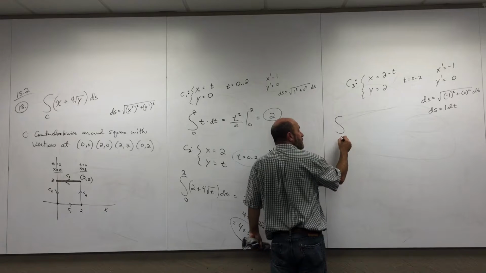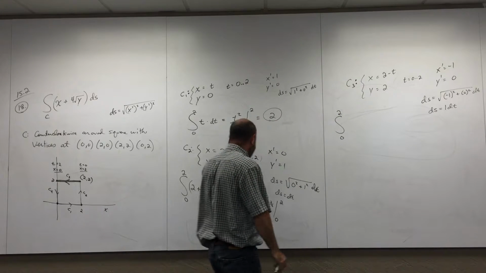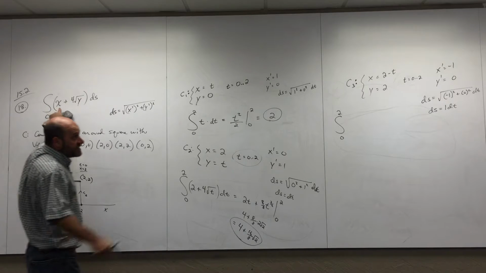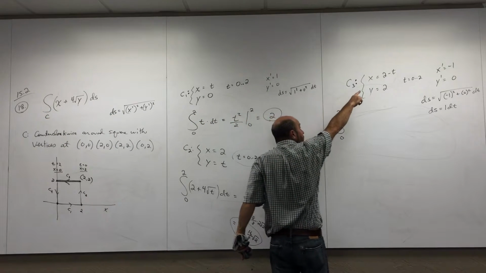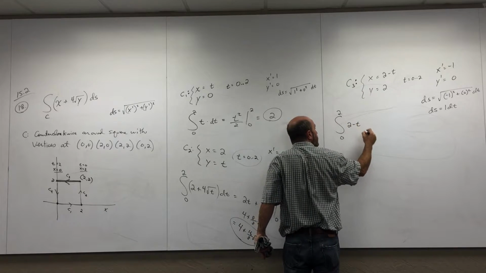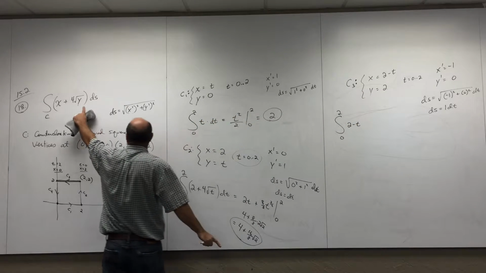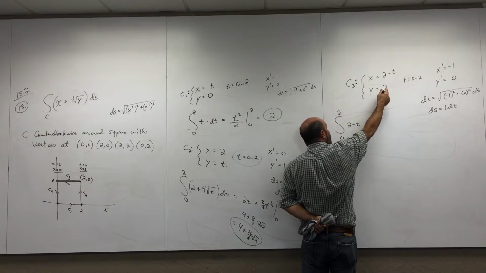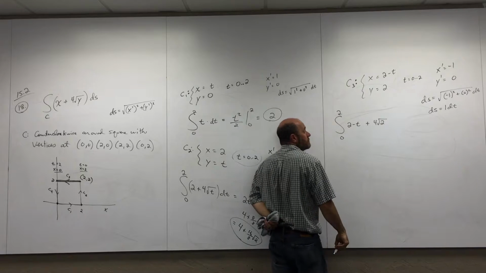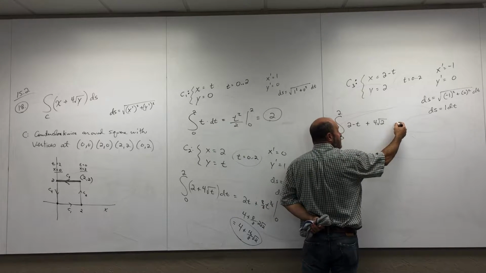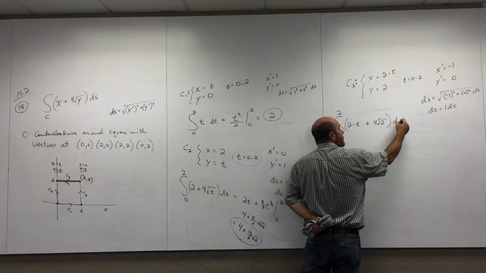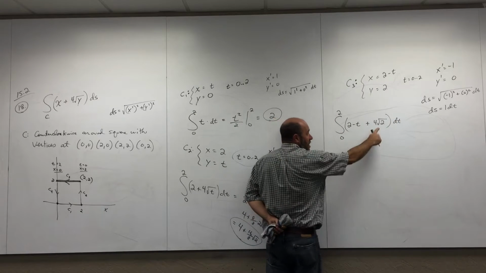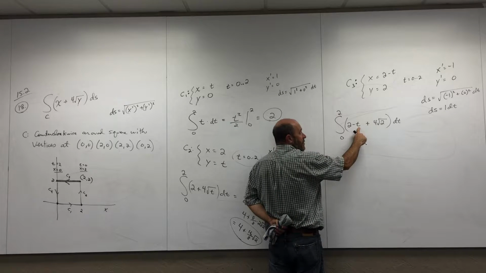I think the bounds are 0 to 2. And what am I doing? I'm doing this integral, the same old integral. X is now replaced with what it is on the curve. X is a 2 minus t. And y is replaced with what it is. That's a 4 square root of y, but y is just a 2. And then out on the end is your ds, which is just your dt. Cool. This ain't too bad. That's a number. That's a number. That's a variable. I can integrate this.